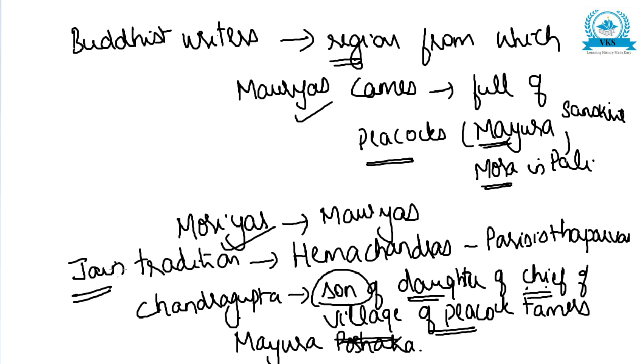I hope you understood the different theories. Buddhist writers said that they came from an area full of peacocks and hence their name was Moriyas or Mauryas. According to Jain tradition, given in Hemachandra's Parisisthaparvan, Chandragupta was the son of a daughter of the chief of a village of peacock tamers, called Mayura Poshaka. So all these were different theories regarding the origin of the Mauryas, but there is still no unanimity.